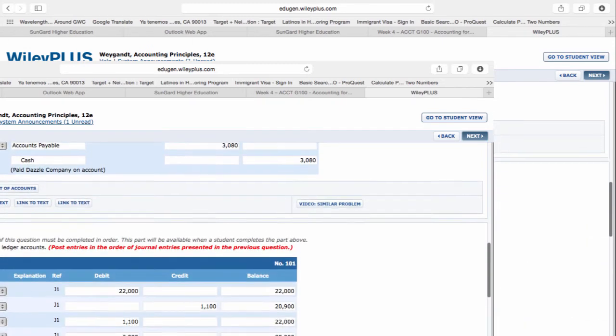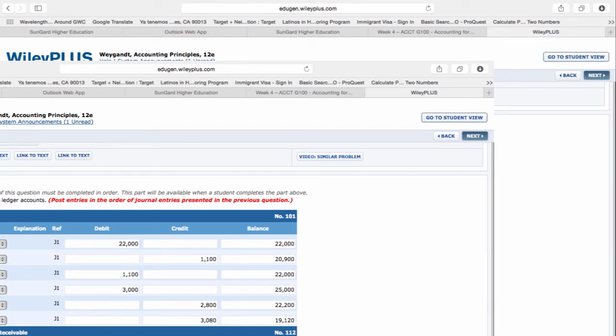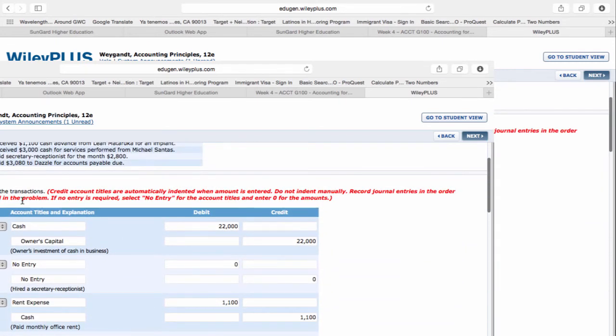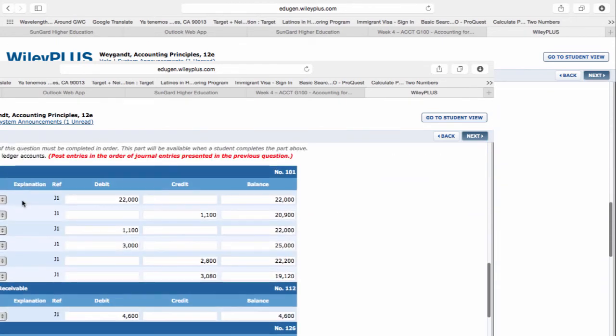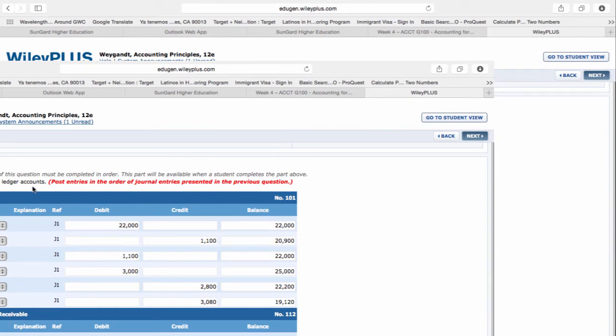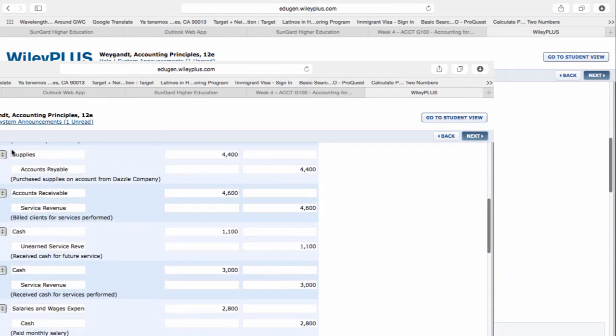It's going to take you to this. And this part, it says you have to post everything that you had in the general journal. Now you have to post it to the ledger. Remember, posting to the ledger is separating each of the transactions based on each account. So you're going to have all the transactions that are pertaining to cash in one area. All you're going to do is look for them and transfer them either as a debit or a credit, depending on how they were recorded.